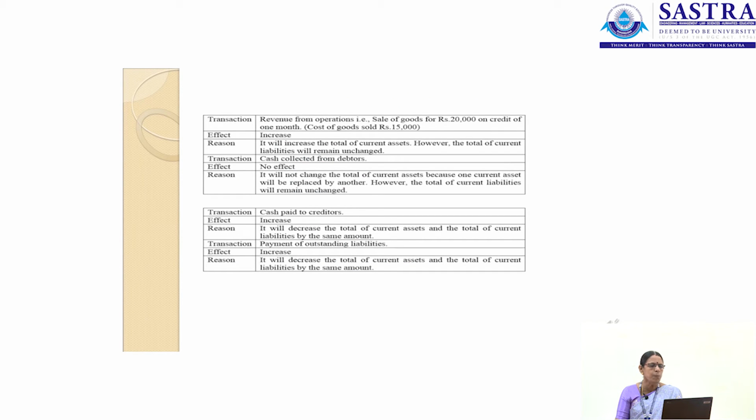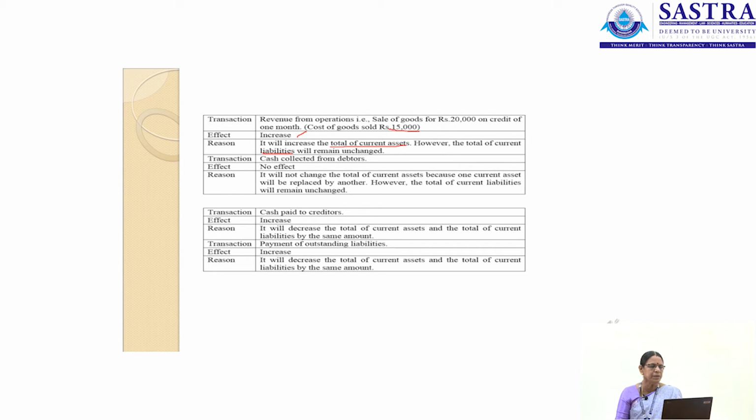Next is revenue from operations, that is, sale of goods for rupees 20,000 on credit for 1 month. The cost of goods sold is 15,000. This will increase your total current assets. It will increase your current assets and your total current liabilities will remain unchanged. So when you sell, it will increase the component of your current assets, because it is sold on credit, the debtors will increase. Debtors are one of the components of your current assets. So it will increase the current assets and it will not increase any liabilities. So the impact will be an increase in your current ratio.